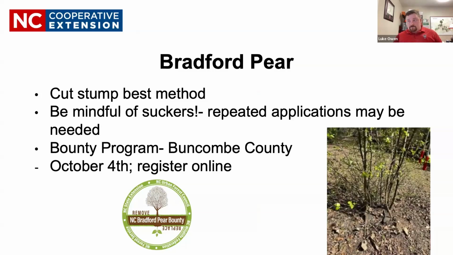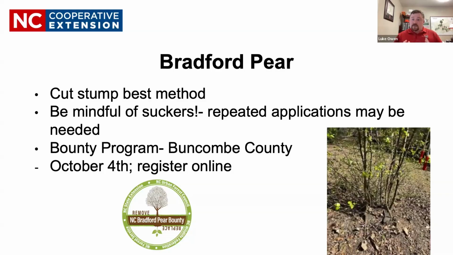I do want to mention that we have a new bounty program that we're excited about here in Buncombe County that will be taking place on October 4th. If you want to learn more details about that, go to our website and look on the left-hand side of the screen and you will see Bradford Pear Bounty. The program is through the North Carolina Urban Forest Council in partnership with the Wildlife Federation and Cooperative Extension.